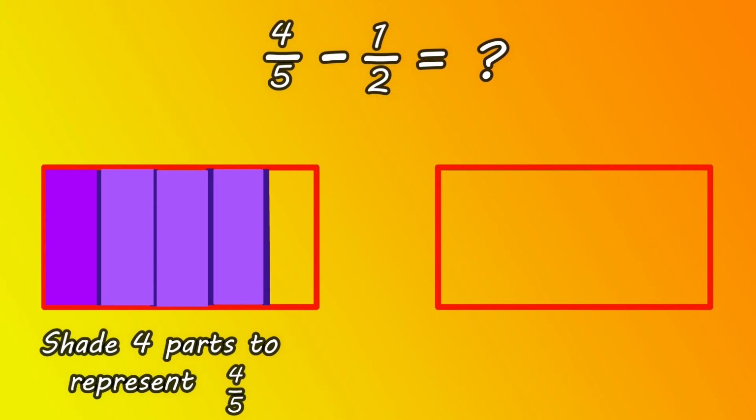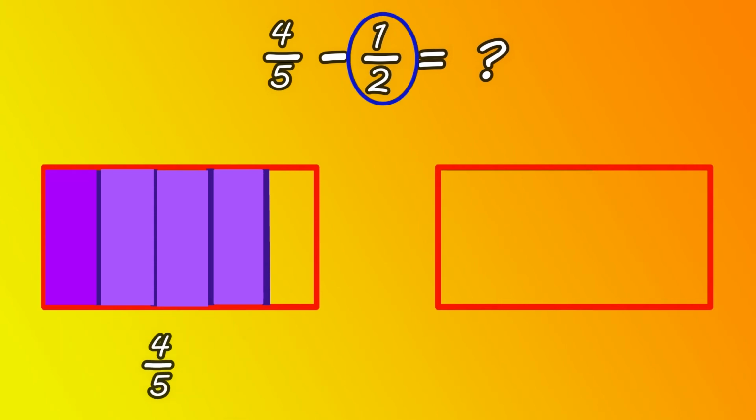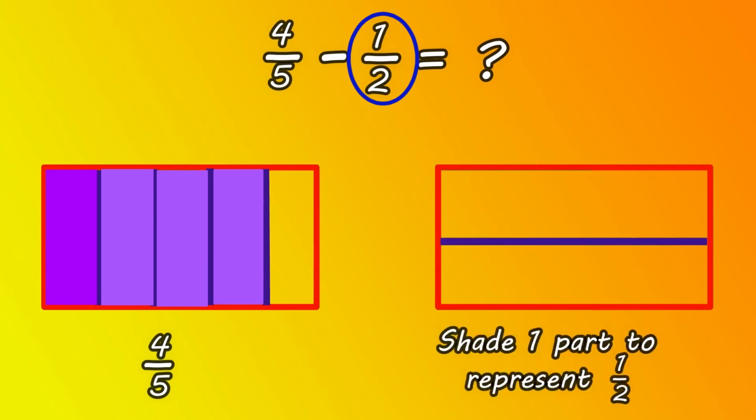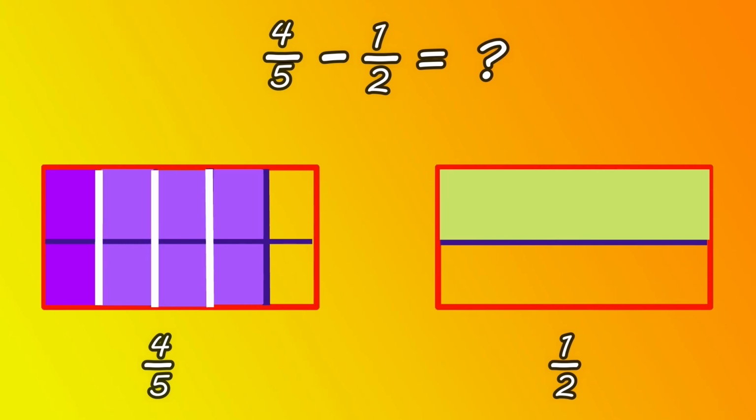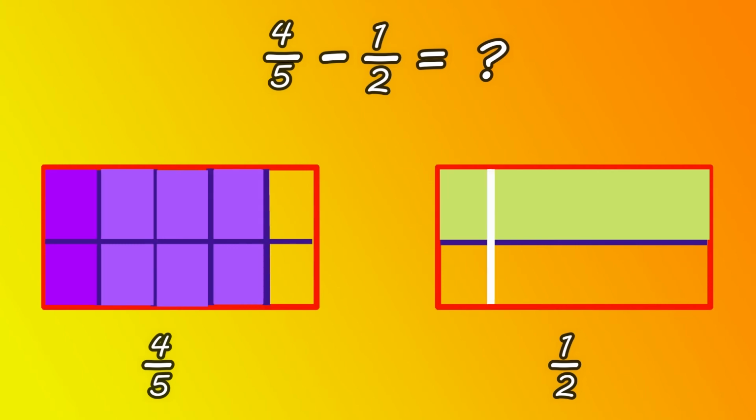The second rectangle will be divided into 2 parts because the denominator is 2. I will use horizontal lines to split them into 2. Then shade 1 part to represent 1/2. We can't subtract the two fractions just yet because their parts are not equal. To make their denominators equal, first, divide the rectangle with the fifths into 2 equal parts. Then, I will draw vertical lines to make the rectangle with halves into 5 equal parts.